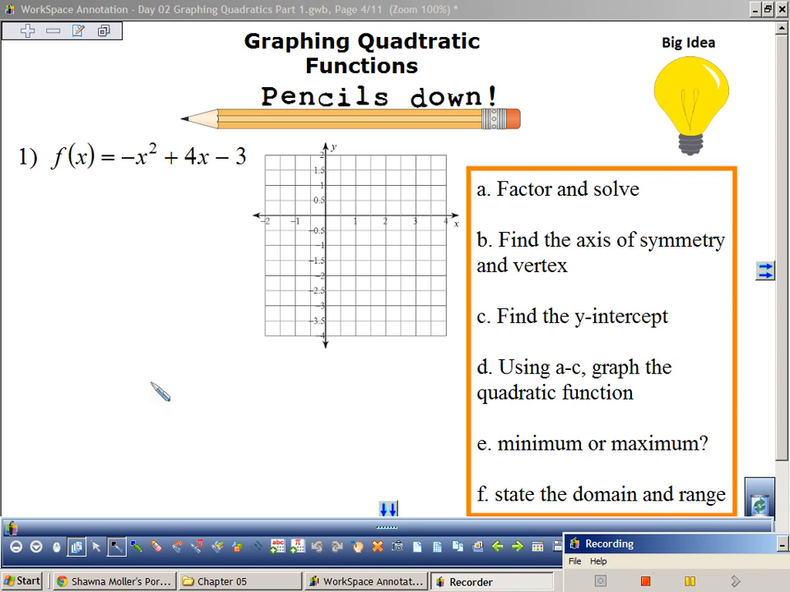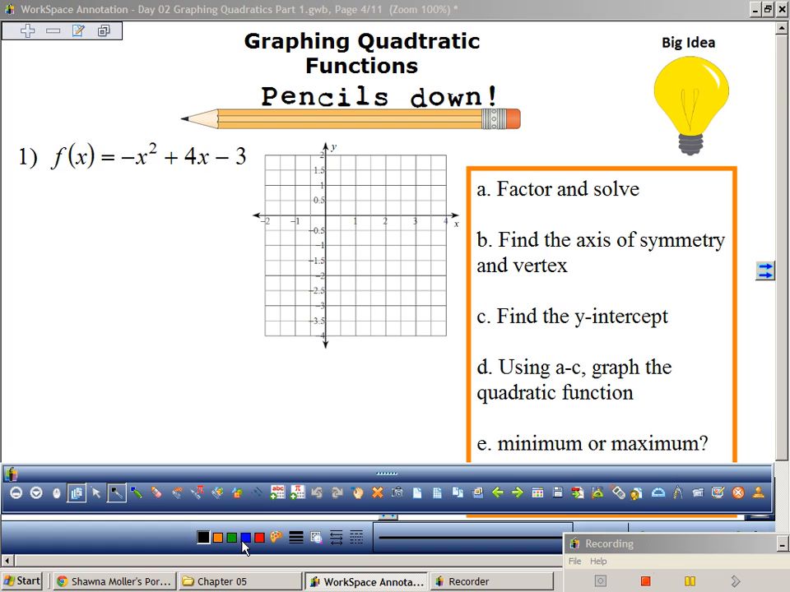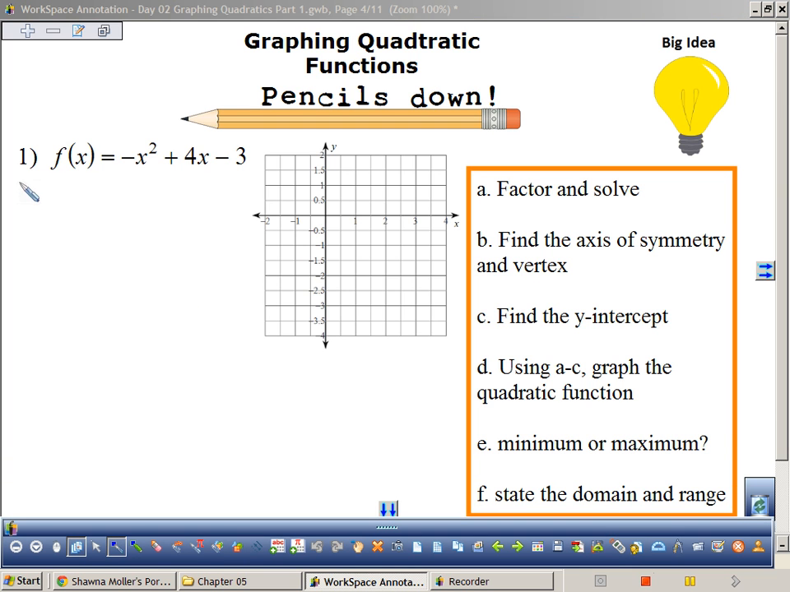So this is graphing quadratic functions. Let's get started. Let me change my color. All right, so bear with me here, and let's just get through all these steps. So my first step is to factor and solve.